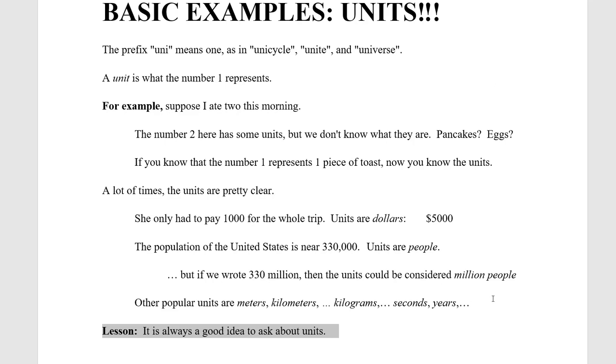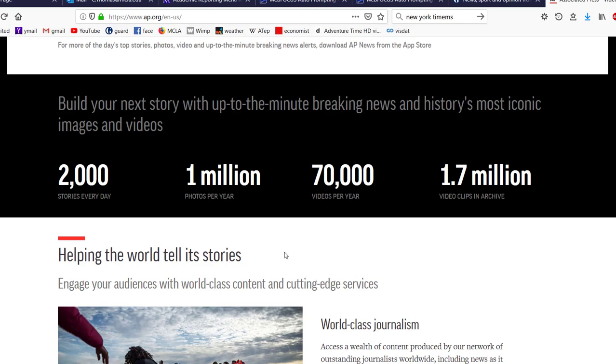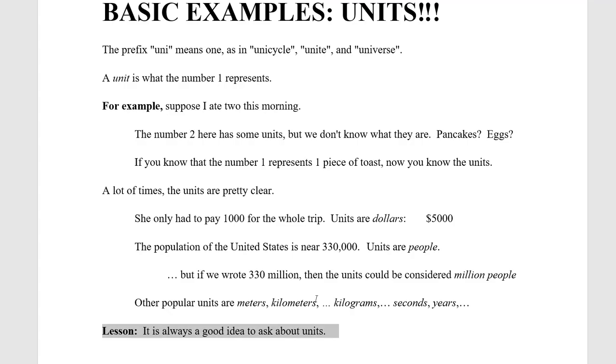Now, one place, you find numbers all over the place. You go to a website, 2,000 stories every day. So I guess that's stories per day. 1 million photos per year. This is a very good website. It gives you the units very explicitly. But one thing I want to say is anything that goes with the number is probably units.